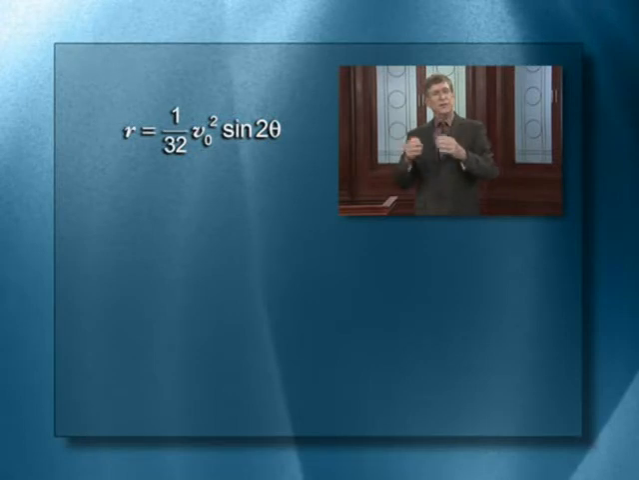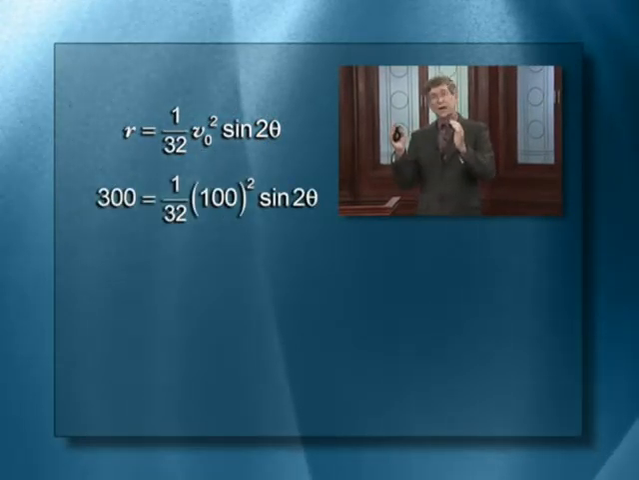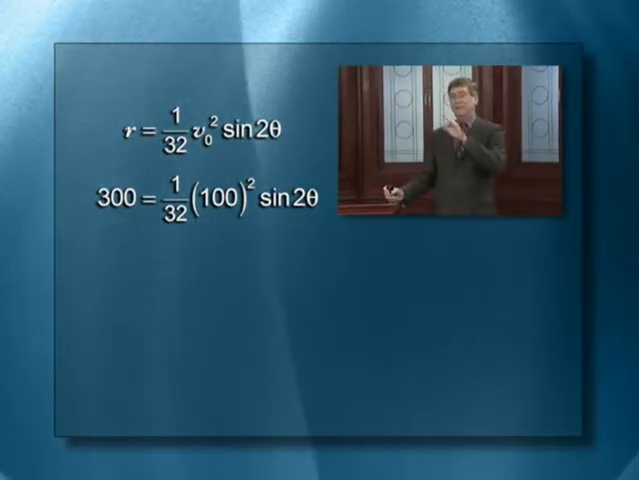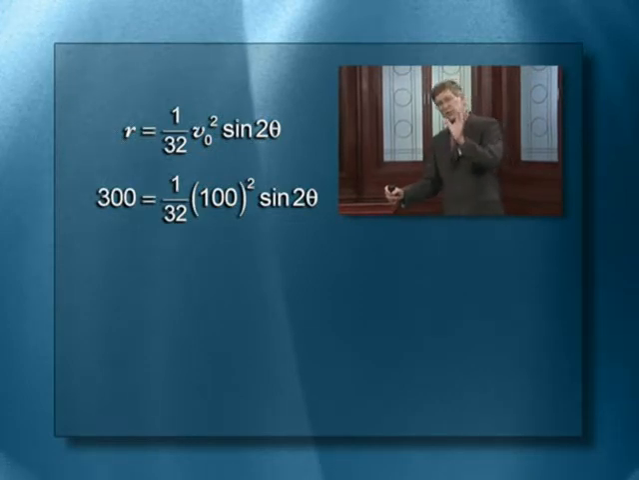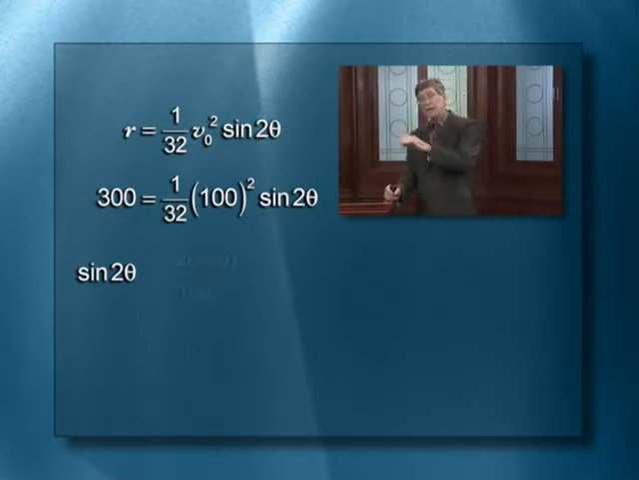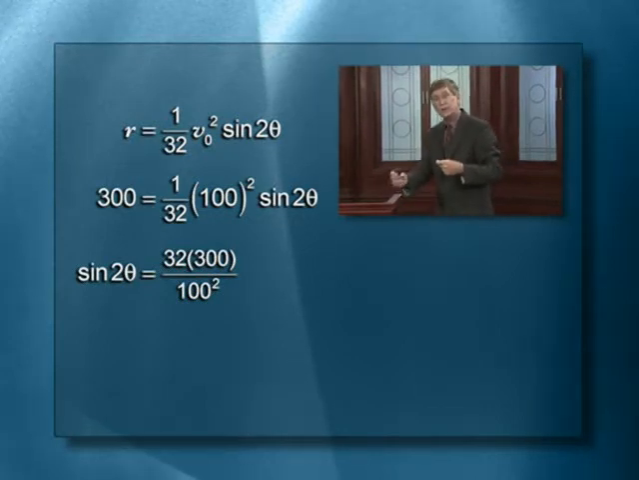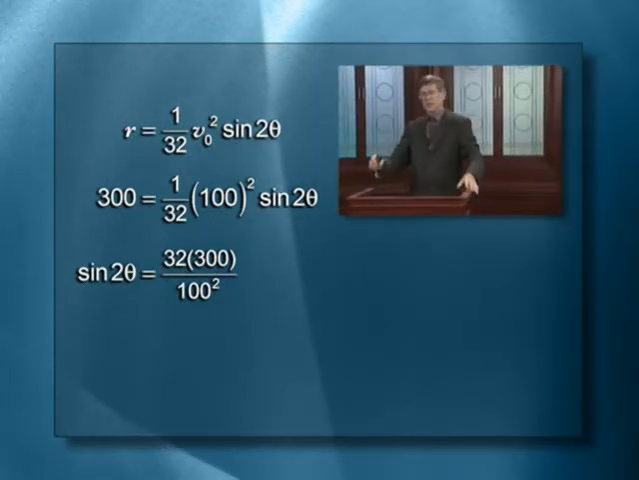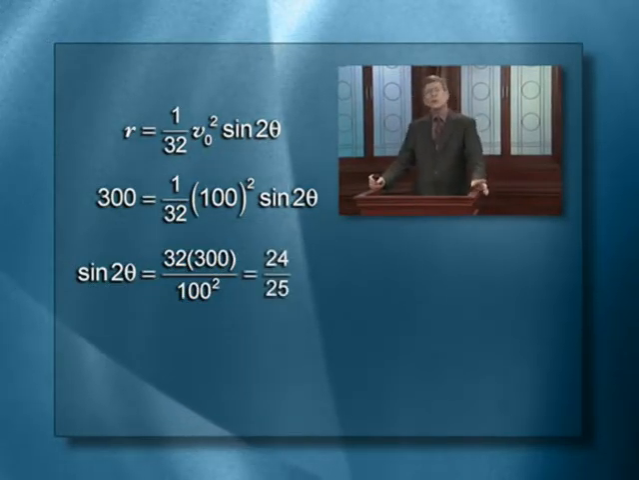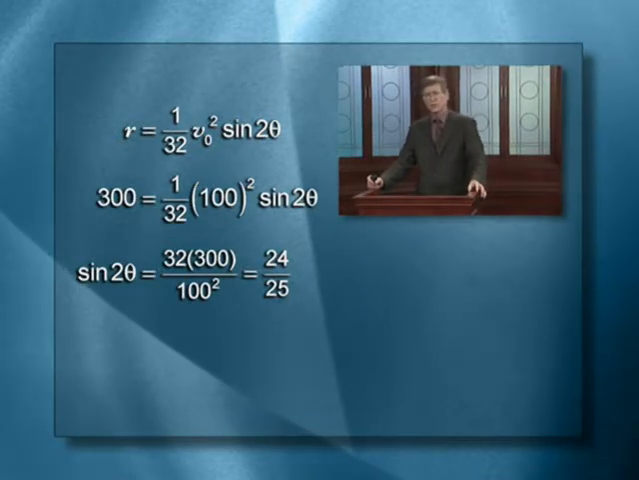And we plug in the numbers. The range was 300. And 1/32 times the initial velocity was 100, so it's 100 squared sine 2 theta. Okay, we've got some numbers there, and we have sine 2 theta. Let's get sine 2 theta on one side, and then everybody else would be 32 times 300 divided by 100 squared. And you can do a lot of cancellations here. Cancel some zeros, cancel some 4s, and you finally get 24/25. Sine 2 theta is 24/25.